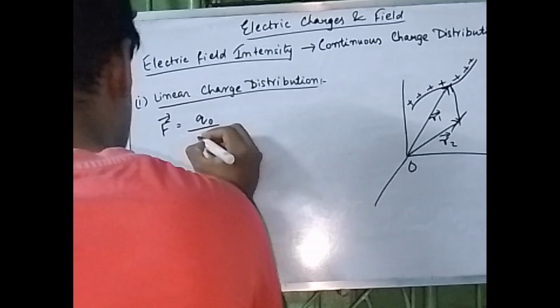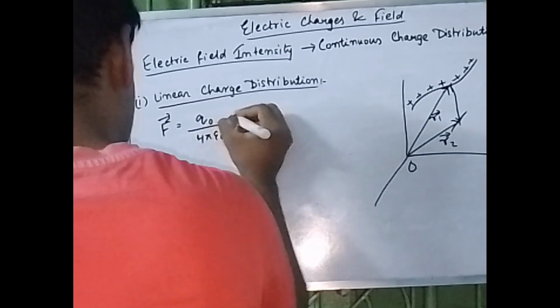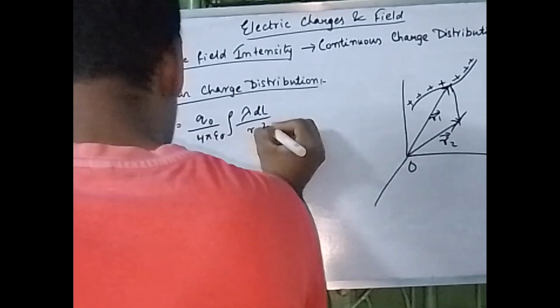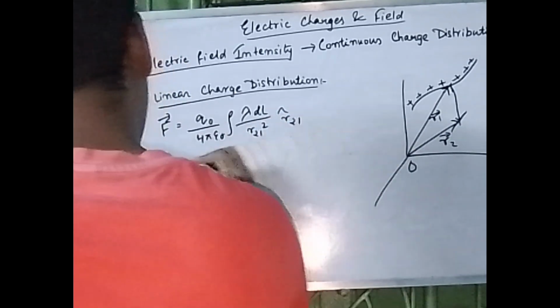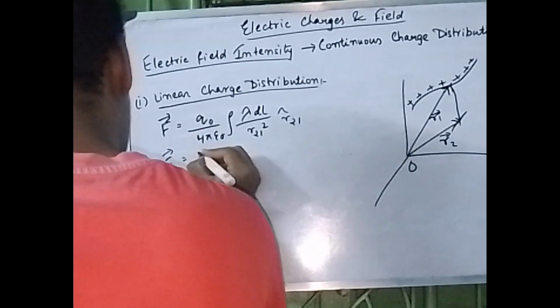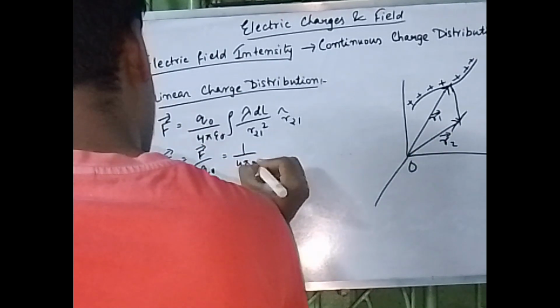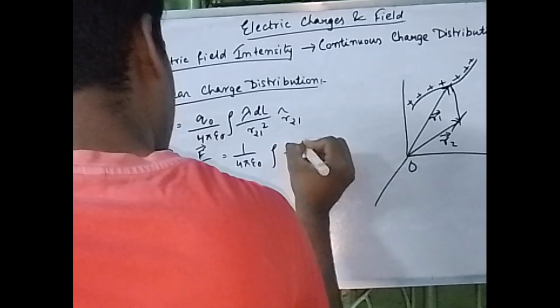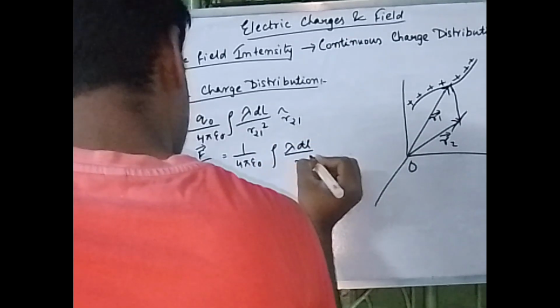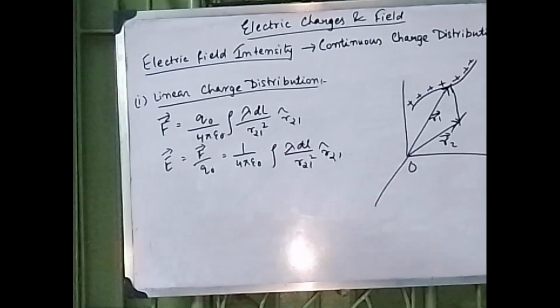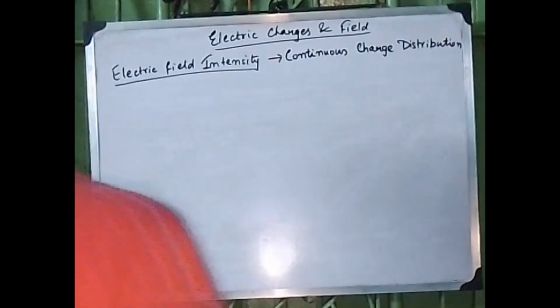Then the total force on the charge q naught due to the whole line charge is given by integration over the entire length, that is vector F equals q naught by 4 pi epsilon naught integration over L of lambda dl by r21 square unit vector r21, which will later on be represented by E.